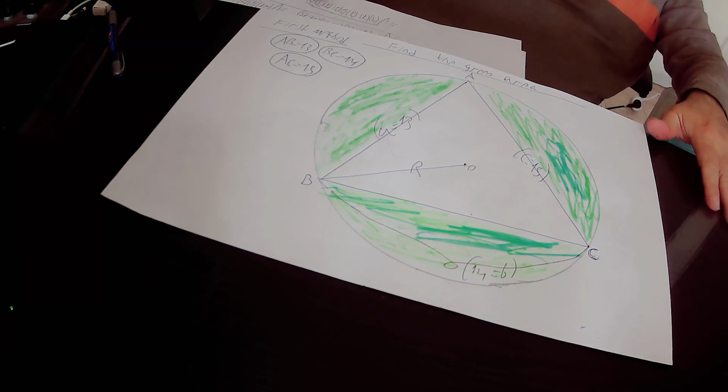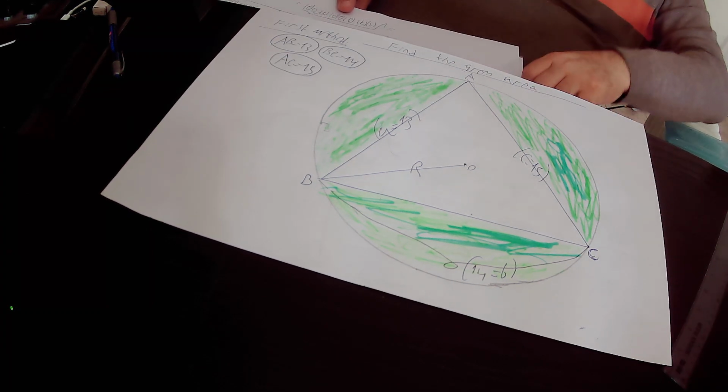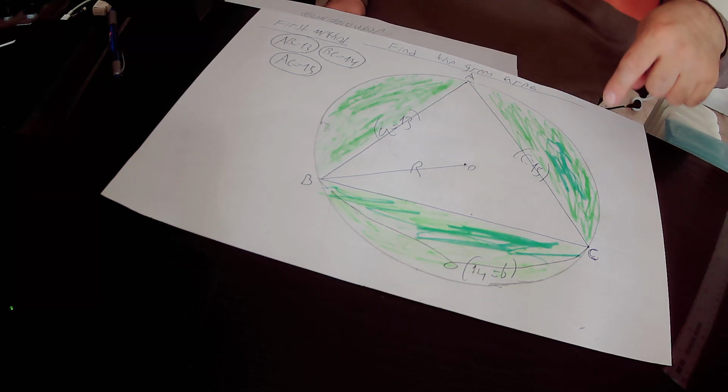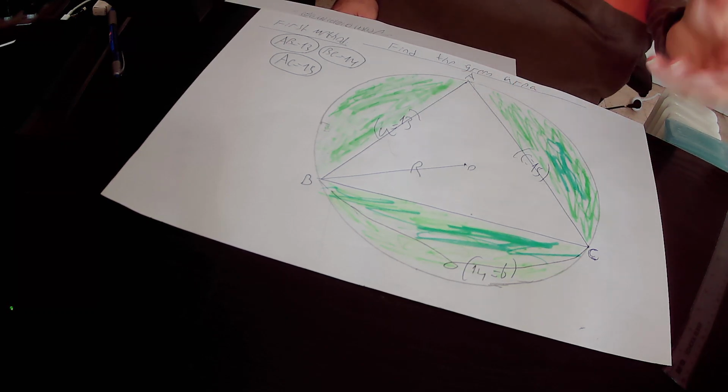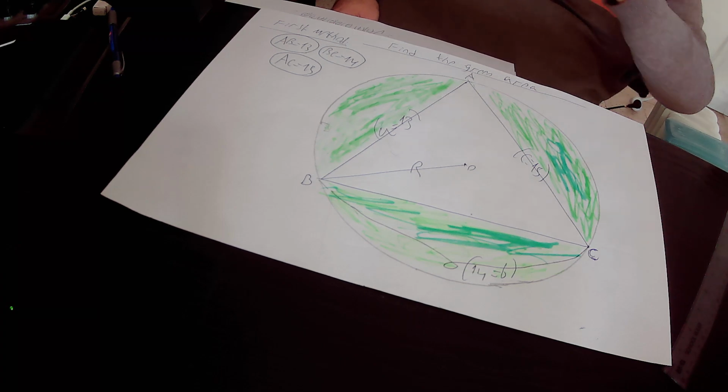In this lecture, we found out the area of this green shape. In the drawing, we have a circle. Inside the circle, we have triangle ABC. Actually, triangle ABC is blocked by this circle.